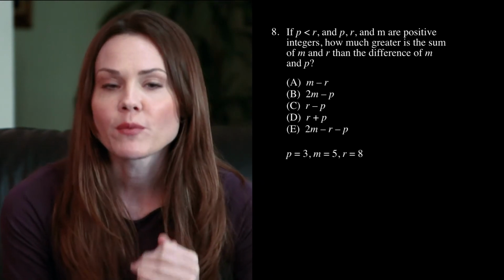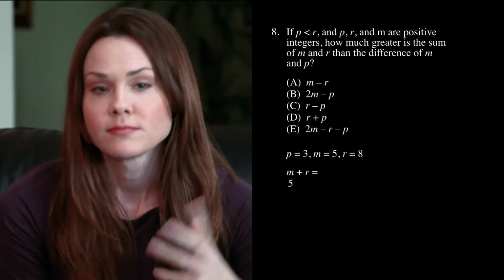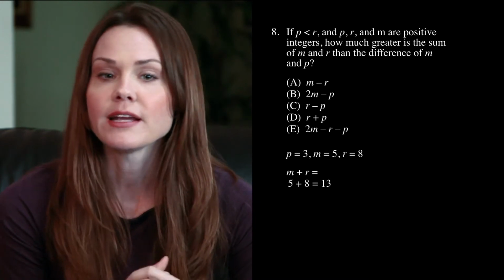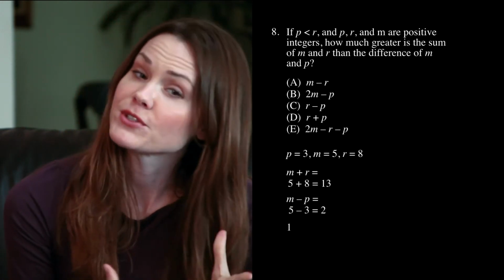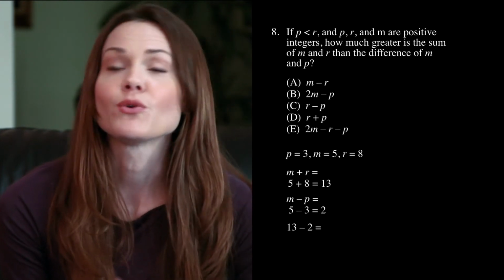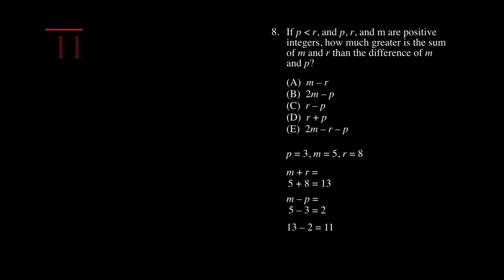So from this point, we would have M plus R. Well, 5 plus 8 is 13. M minus P would give you 5 minus 3, which is 2. And then 13 minus 2 is equal to 11. So we box 11. Now from here, we don't have to try A, B, or C.